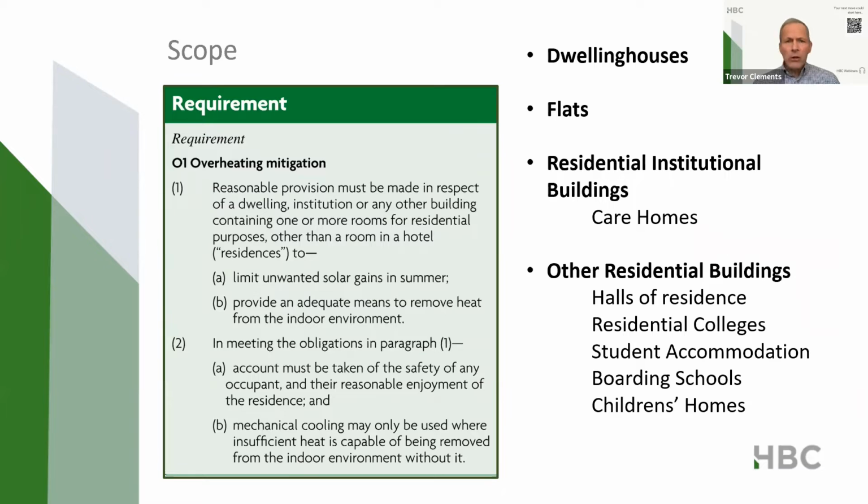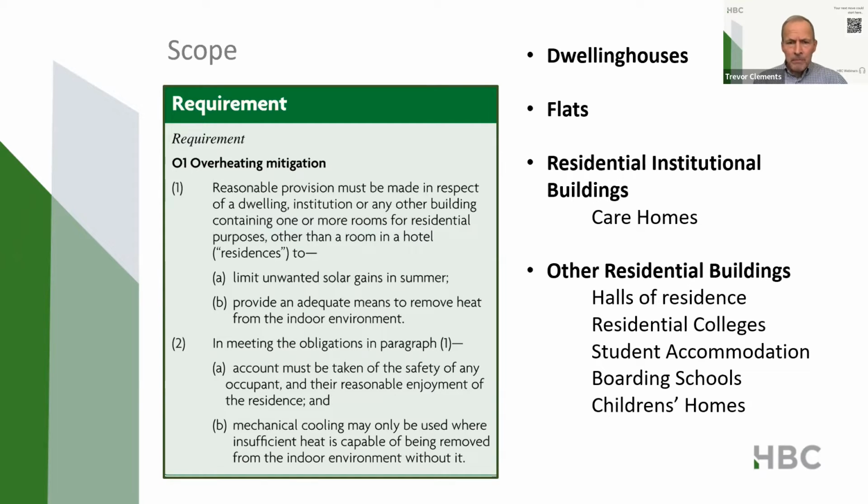So the scope, and you'll see on the right there, you can probably gather from what I've already said what the scope is, but read it again. Dwelling houses, new flats, residential and institutional buildings, such as care homes, other residential buildings, such as halls of residence, residential colleges, student accommodation, boarding schools, and children's homes. We do still have a few of those, I believe.